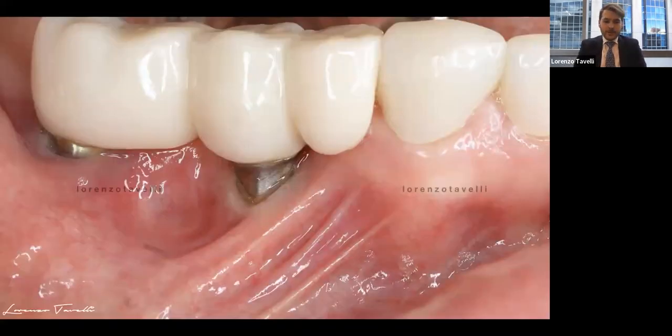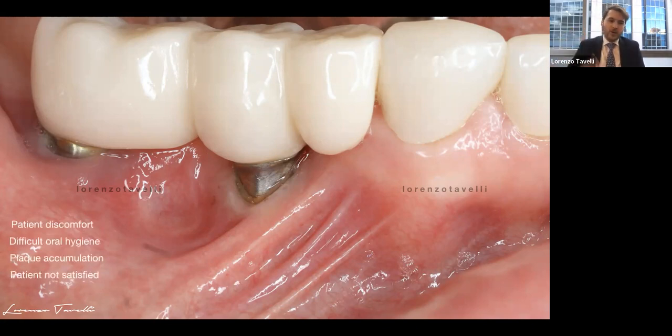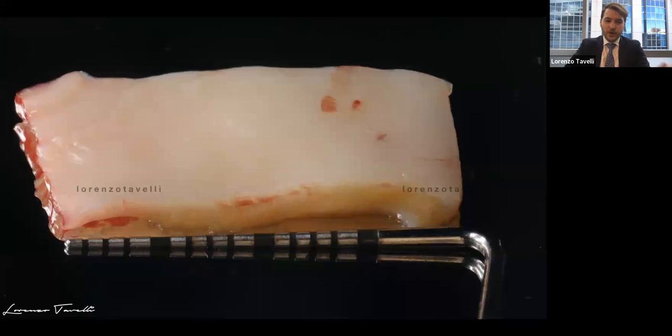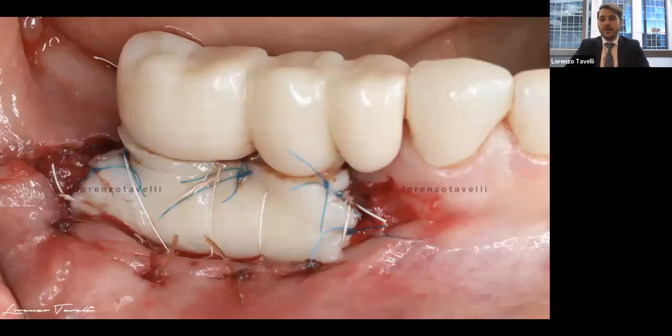So very briefly, a case I did a long time ago in which this patient was referred to me because she had discomfort in this area, and overall she was not satisfied with her dental implants that were not surrounded by keratinized mucosa. The mucosa was not attached, and I believe that for this area, performing an apically positioned flap with an autogenous free gingival graft is very effective.